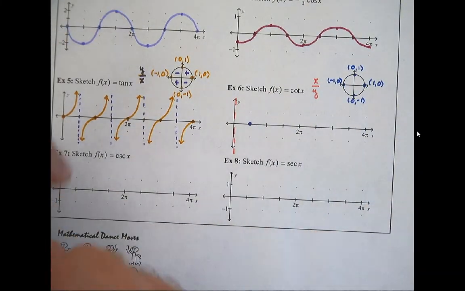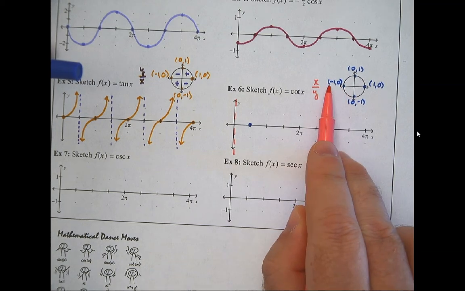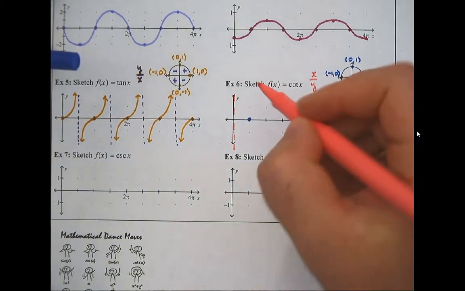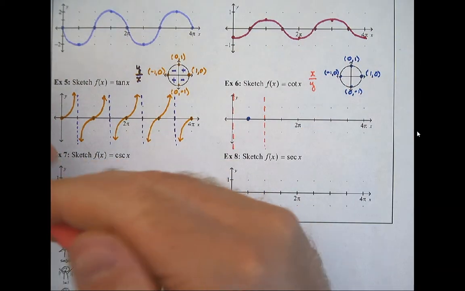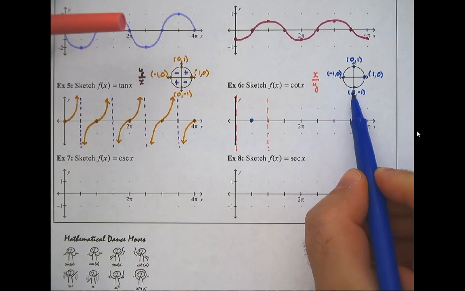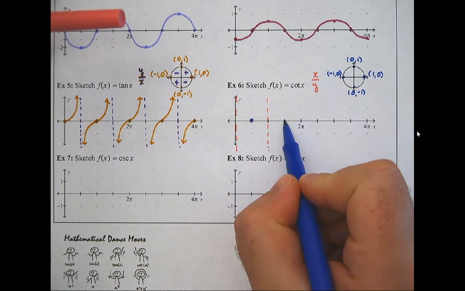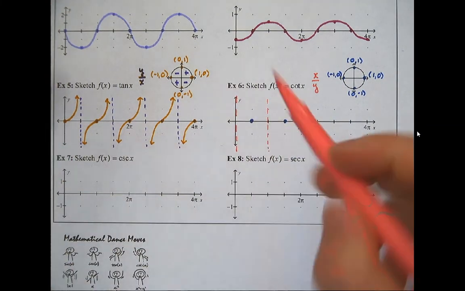Then we rotate to the next one, x over y. That's negative 1 over 0. Negative 1 over 0 is undefined. It's going to cause an asymptote. Then 0 over negative 1 is 0. And then you can start to see the pattern here.